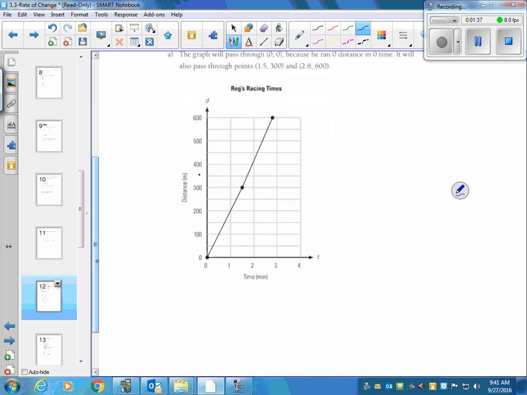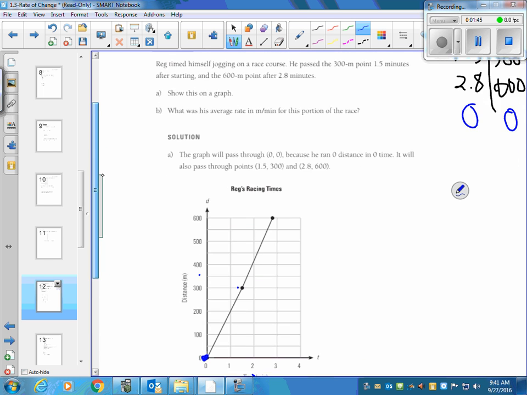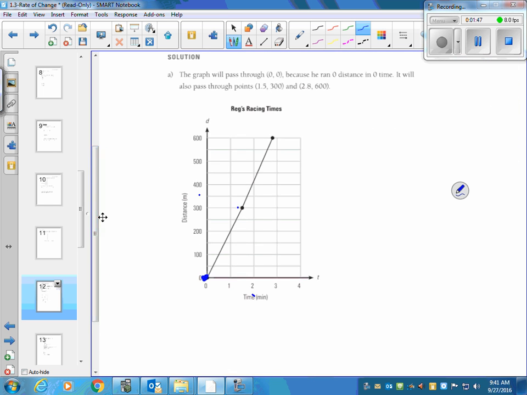So then you come plugging in your points. 0 and 0. At 1.5, it was at 300. And at 2.8, it's at 600. So you have to estimate here 2.8, and then you draw lines. Now, we have to make that assumption, and we've got a nice little graph that explains where they were going.